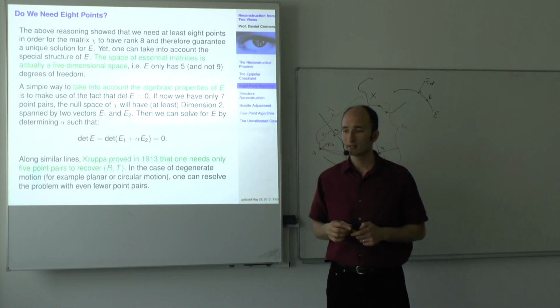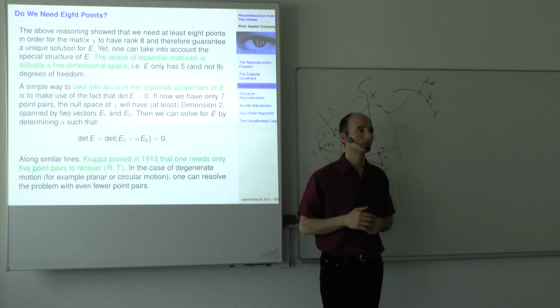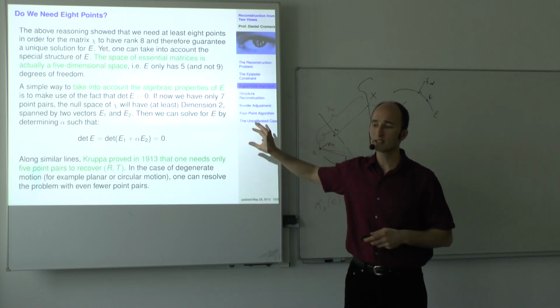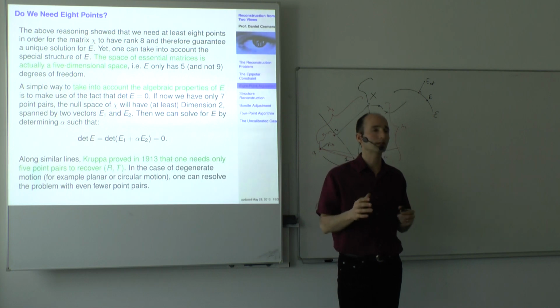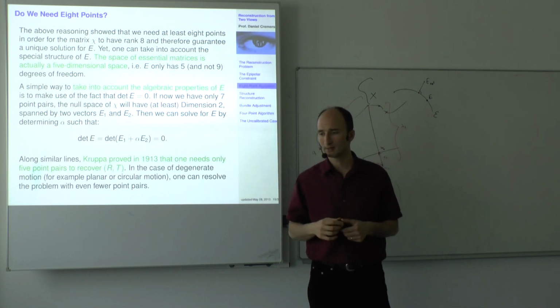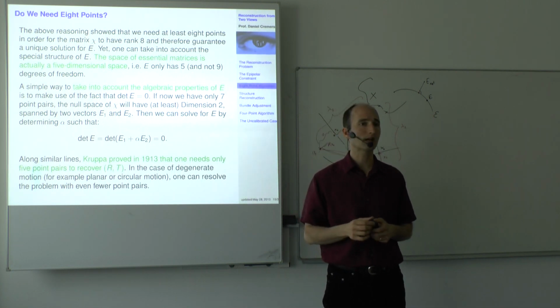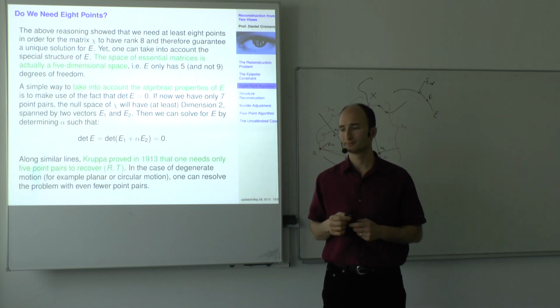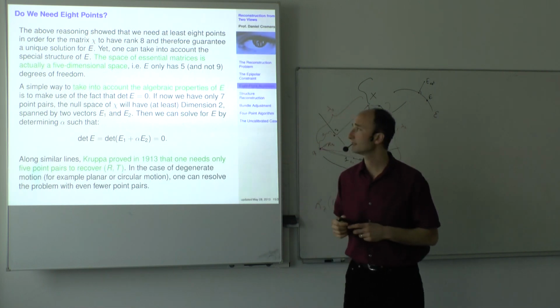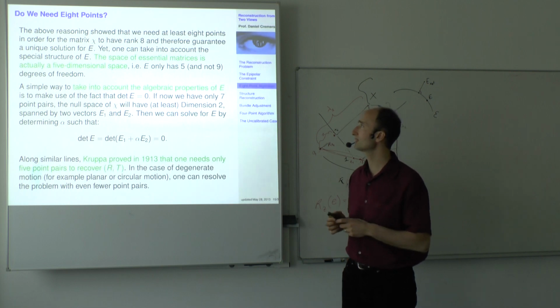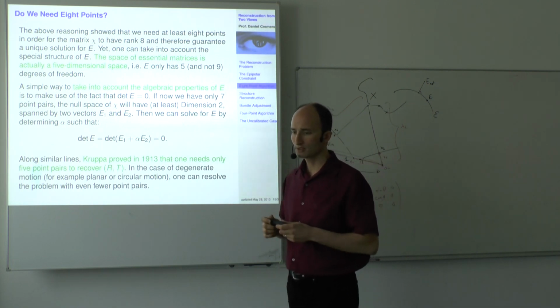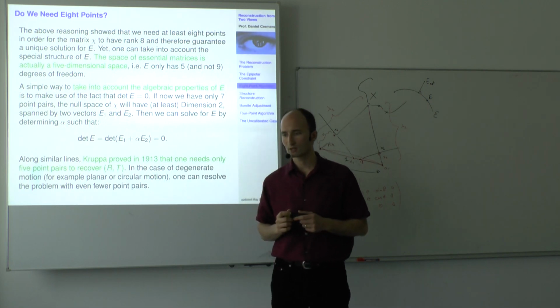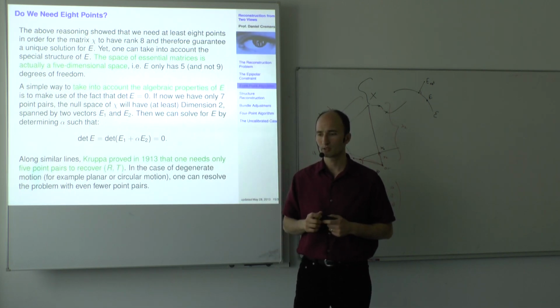The question that already came up earlier, do we really need 8 points? This linear algorithm needs 8 points to make sure that the kernel of that matrix chi is really one-dimensional. So you need at least 8 points to impose that constraint. In practice, you can get away with fewer points.